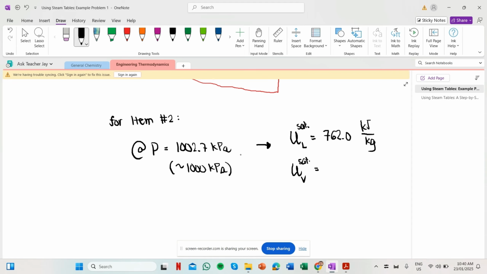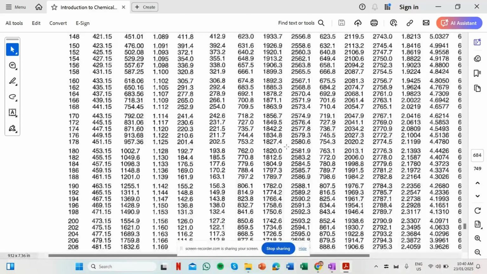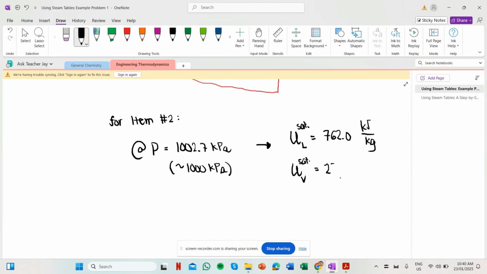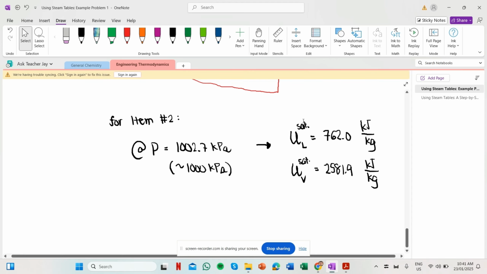And the saturated vapor internal energy is, so we have here the ninth column, 2581.9. Okay. So if your water is saturated liquid, then it should have a value of 762. If your water is saturated vapor, it should have a value of 2581.9. If your water is a liquid-vapor mixture, it should have a value in between these two given data.